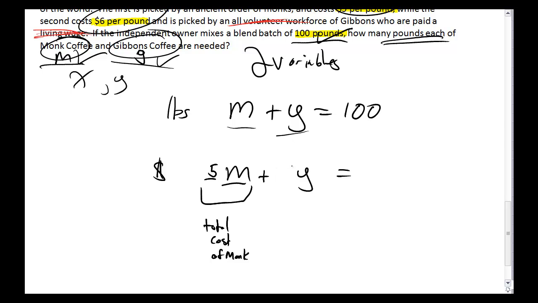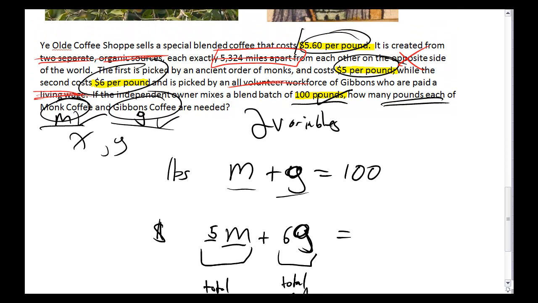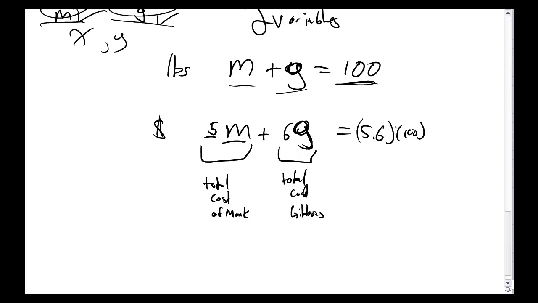And if I add to this the $6 a pound of the Gibbon coffee, I'm doing y here, aren't I? I give that wonderful little talk about g and go right back to y. $6 per pound will give me the total cost of the Gibbon coffee. Which means finally, when I mix them together, they cost $5.60 a pound. If I do 5.6 times 100, because I make 100 pounds of the blend, and the blend costs $5.60 per pound, this will be my actual total cost. Total cost of blend.